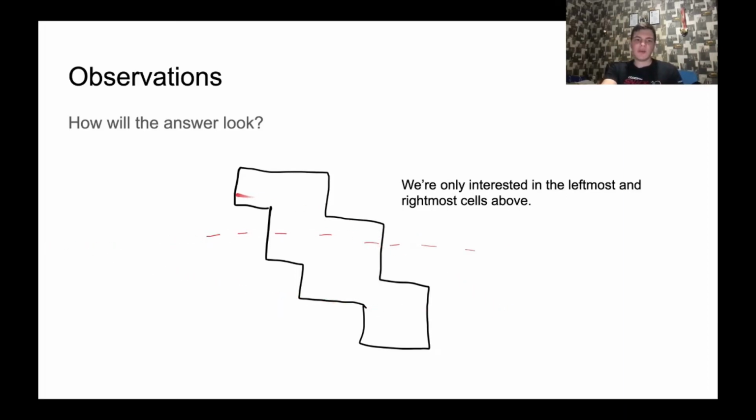When you think about Manhattan distance, and you already have a cut, you don't really care about the height, but only about how much to the left and how much to the right the initial cells are. So for every possible cut, let's keep from the cells above the leftmost one and the rightmost one. And we only care about their x values and not really the height.